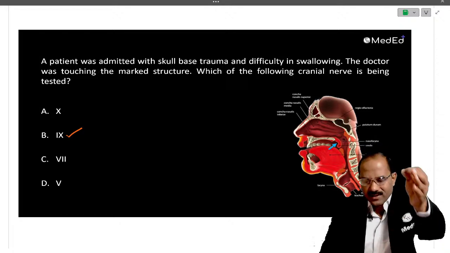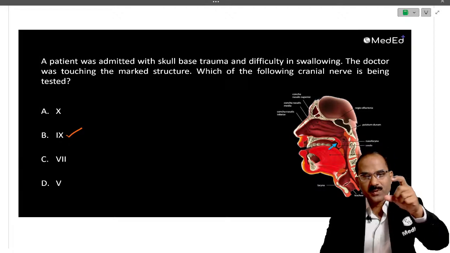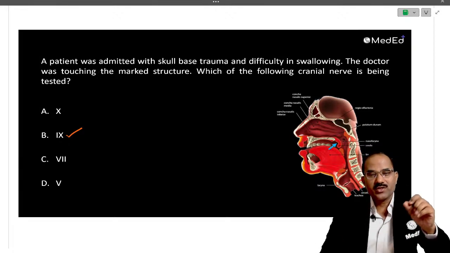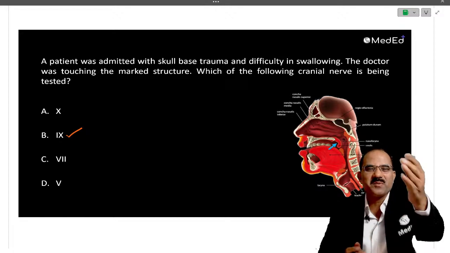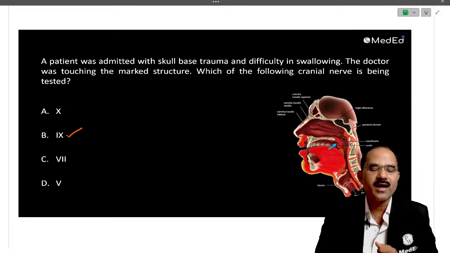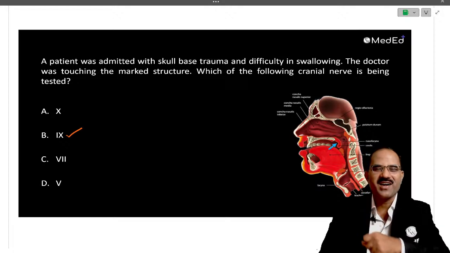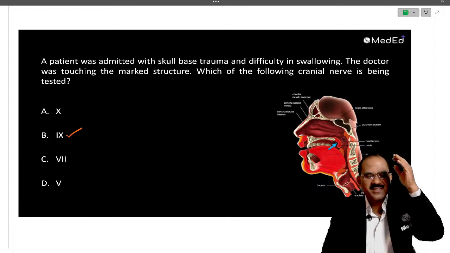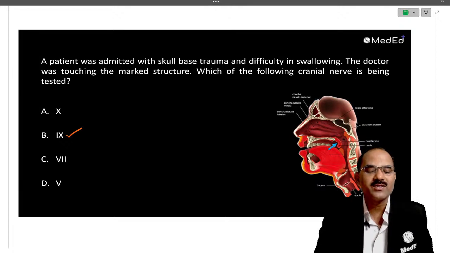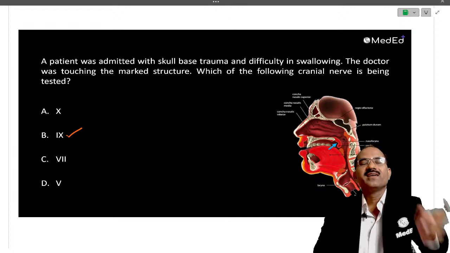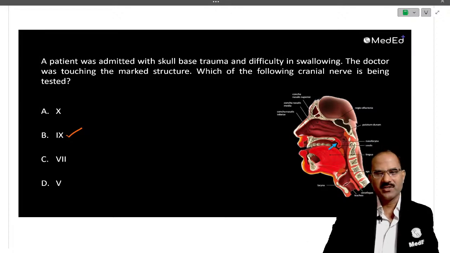In NEET PG yesterday on Sunday, there was one MCQ: the structure passing between the superior and the middle constrictor muscle of the pharynx. I'm sure you must have answered this MCQ. The structures which pass between the superior and the middle constrictor muscle of the pharynx are the glossopharyngeal nerve and the stylopharyngeus muscle.